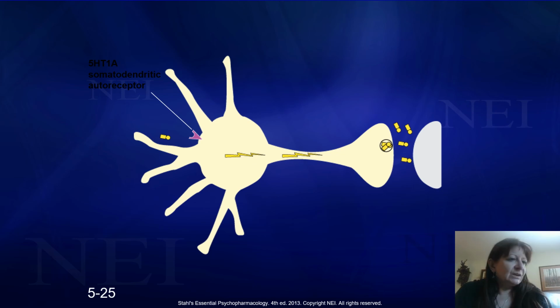Okay, so here we have the presynaptic 5-HT1A autoreceptors located on the cell body and the dendrites. Serotonin binds to the 5-HT1A receptors. It shuts down the 5-HT neuronal impulses. So there's less electricity flowing through, and there's a decreased release of 5-HT from the synapses on the right.